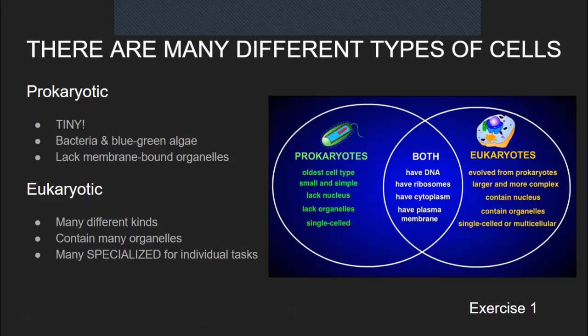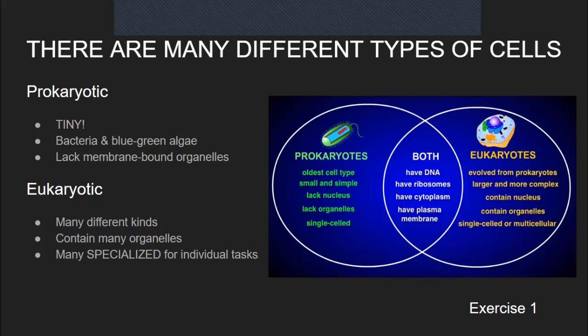And the prokaryotic ones have no membrane bound organelles. That's an important distinction because they still have some organelles, just the ones they have do not have their own membranes. That means that there's going to be no nucleus. The nucleus is an organelle with a membrane that contains the DNA.